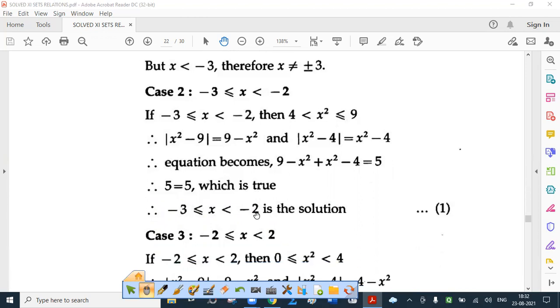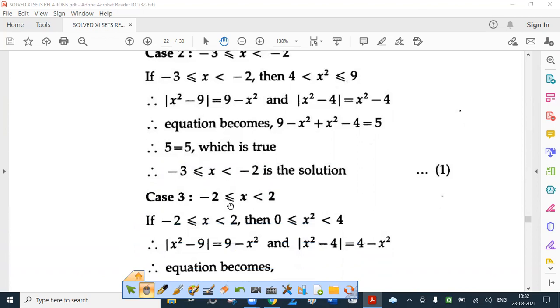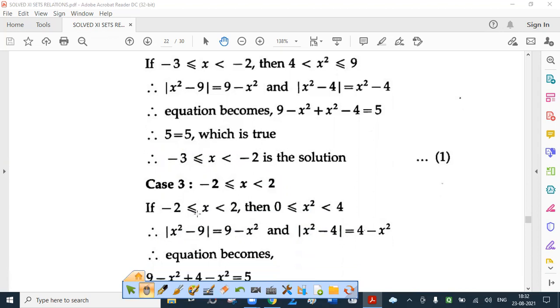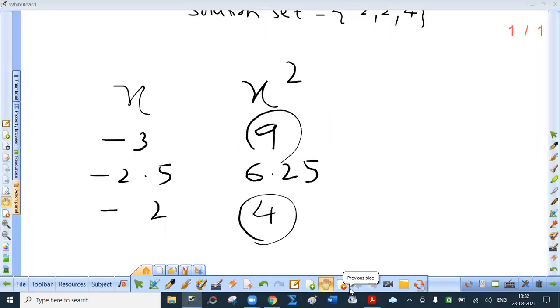Now, third case. X lies between minus 2 and 2. Minus 2 included, 2 is not. So same logic. If this is so, what can you say about x square values? Let me tell you.